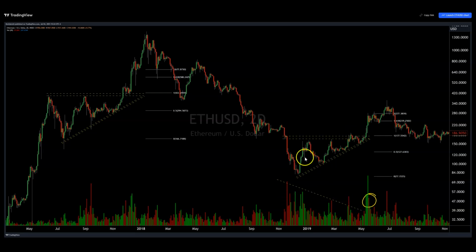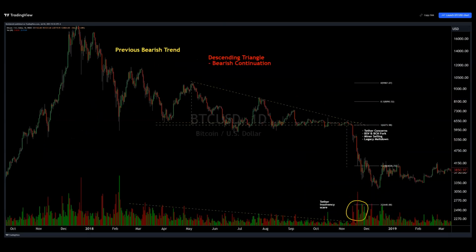In this 2019 triangle, we did have that high volume breakout. Bitcoin, a now infamous descending triangle, bearish continuation. Again, depending on how you measure this, that's going to affect the depth.